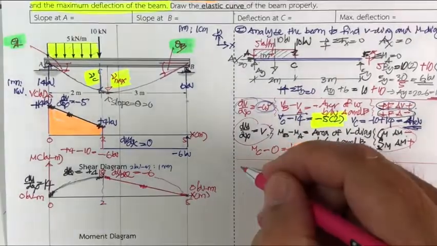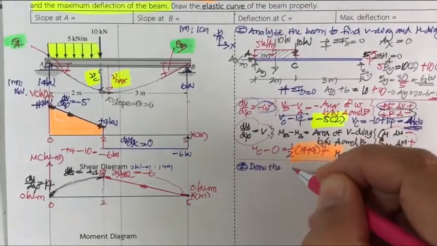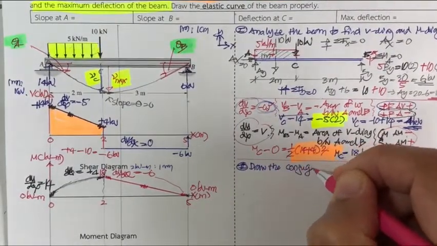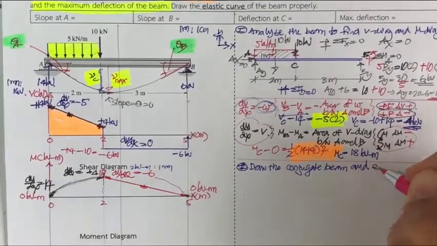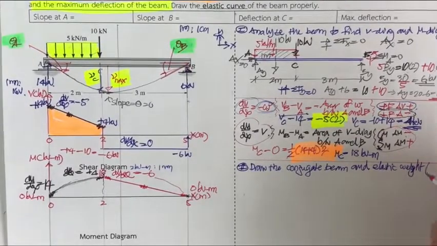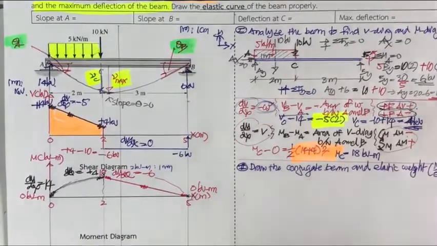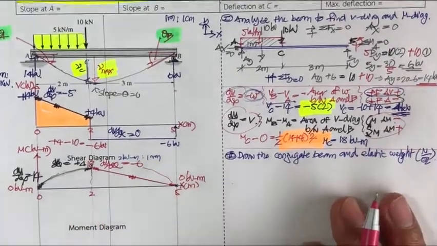So to draw the conjugate beam, an elastic weight, which is M over EI. Okay, and you can draw that, right? To do this, all the moments are positive. So our conjugate beam, let me move a little bit.